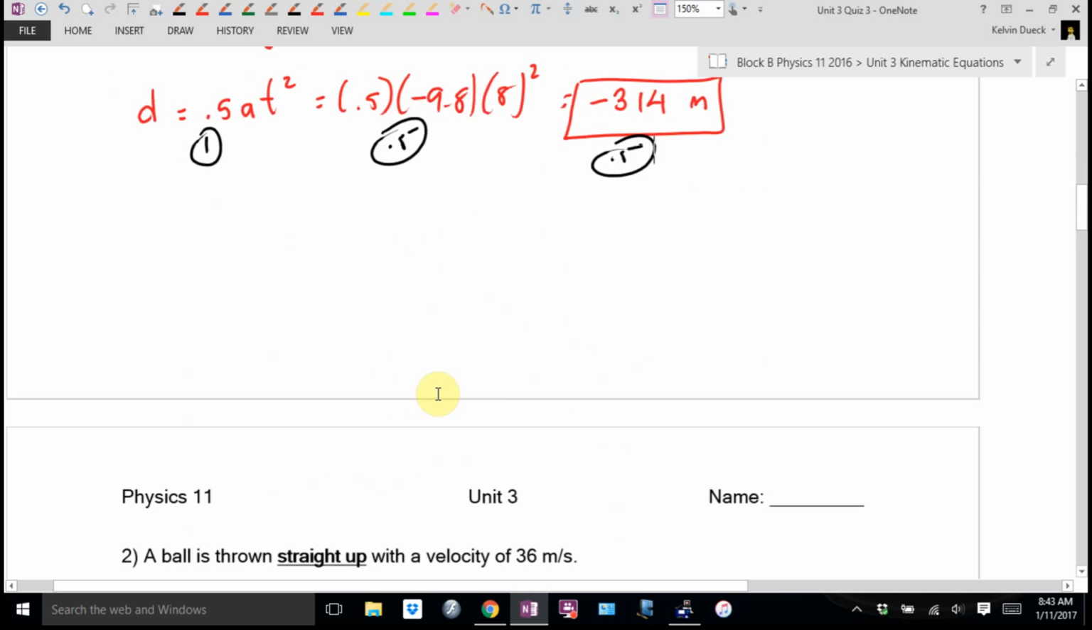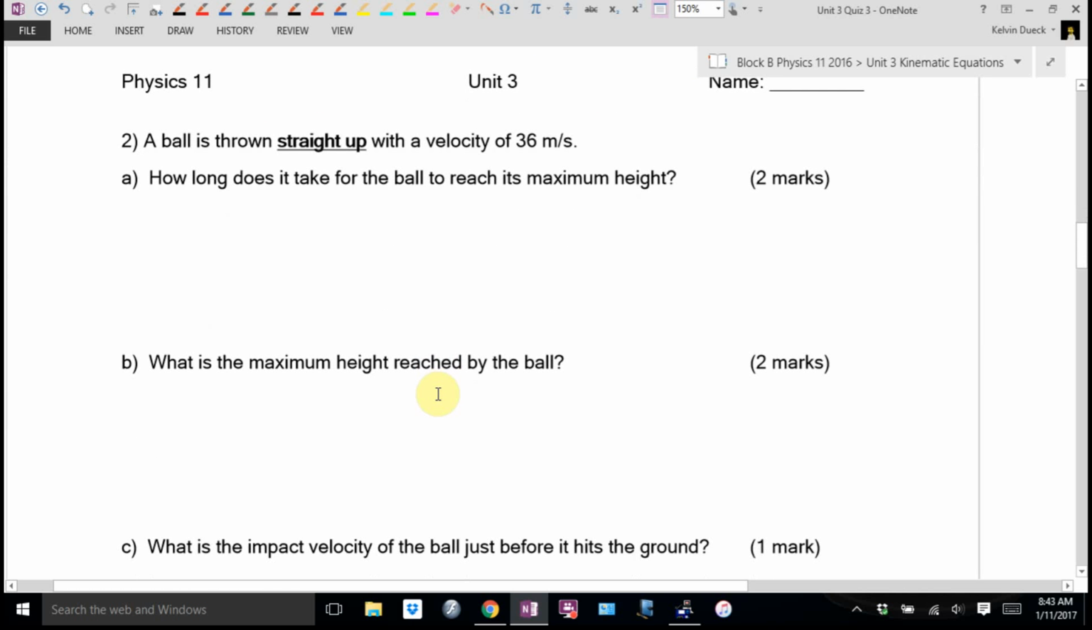What else can I do? Well, instead of having an initial velocity of 0, dropping it, I can launch it. I can launch it up. If I launch it down, I would just make that 36 negative. Here, though, up positive. How long does it take for the ball to reach its maximum height?